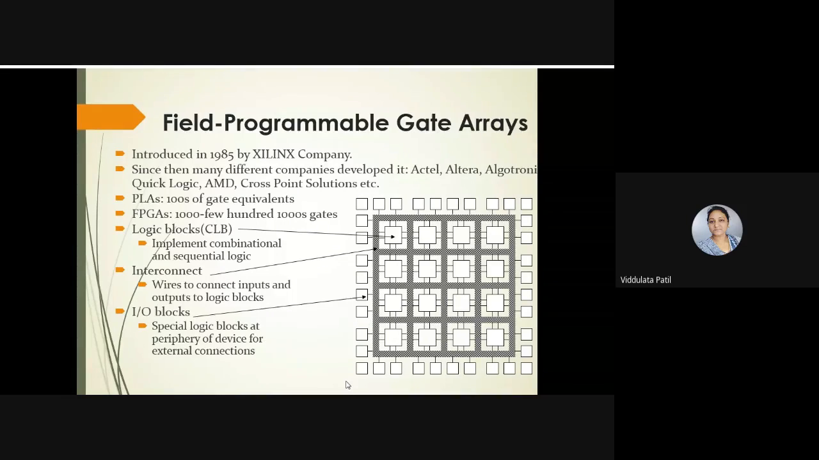Now here you can see the architectural difference in an FPGA. In an FPGA we have logic blocks, and then these interconnects that are placed like rows and columns. So you can see these interconnects around each of the logic blocks.